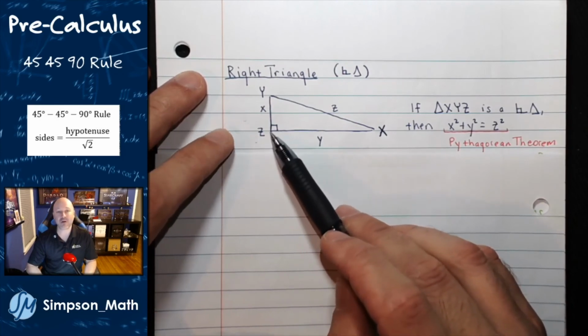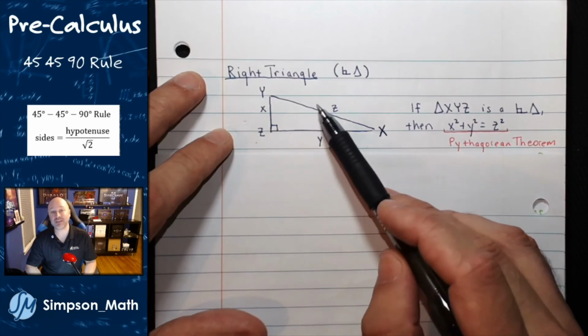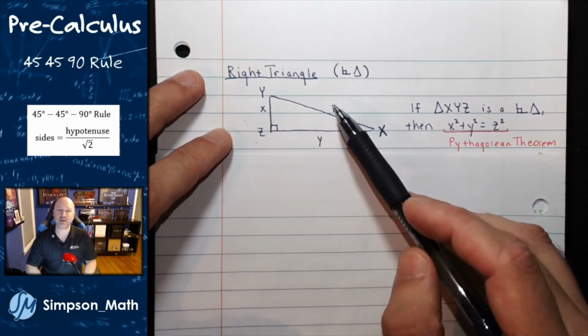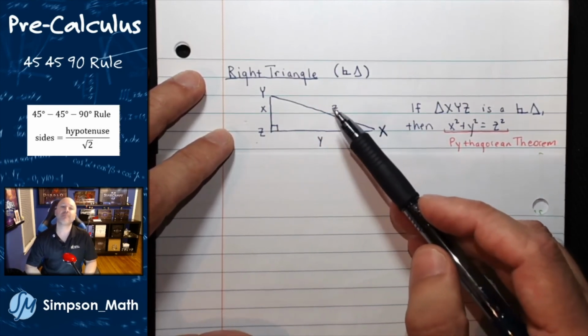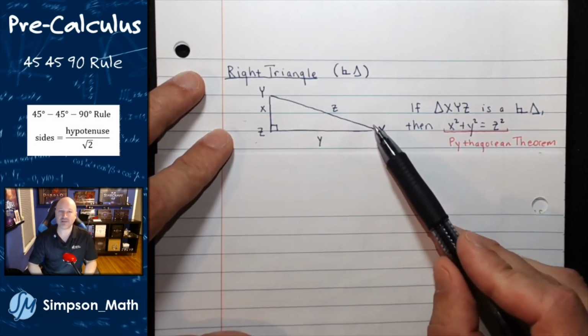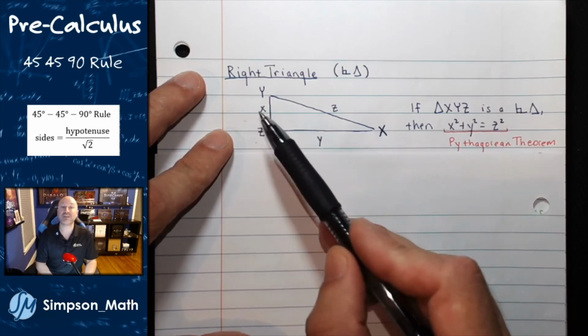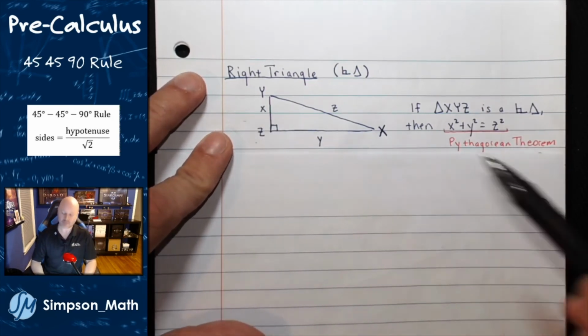And then their corresponding side length, which is the side length opposite the angle, are the same letters but in lowercase. So I have the hypotenuse here, which is just the longest side, as lowercase z, and I have x and y as the two sides of the triangle.